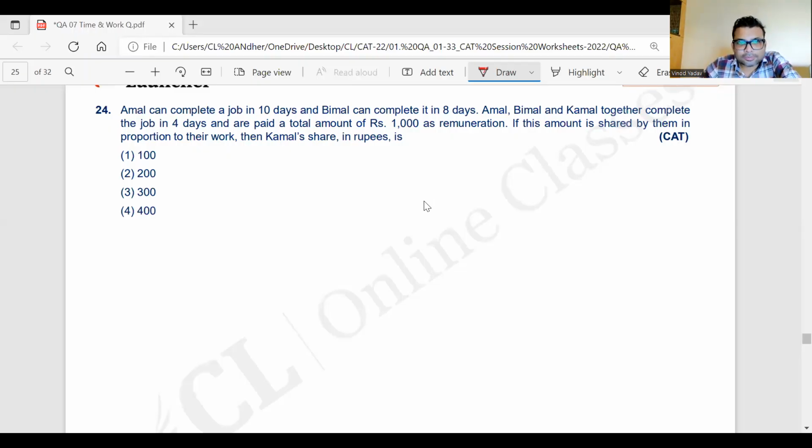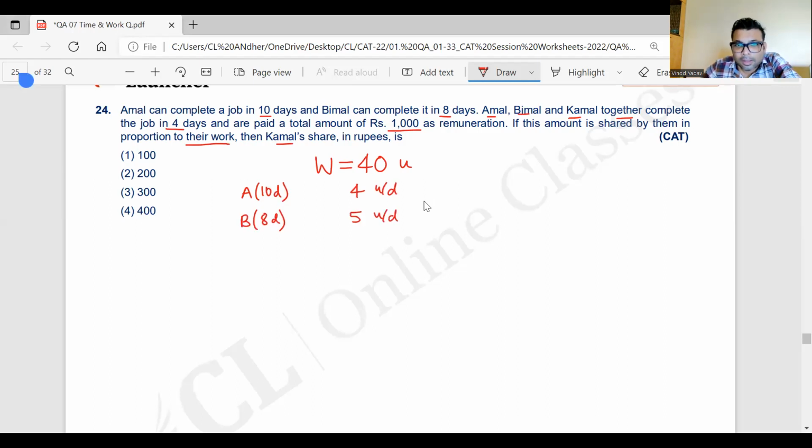Okay. Now, a CAT question. Amal can complete a job in 10 days, Bimal in 8 days. Amal, Bimal, and Kamal together can do it in 4 days. Still, the numbers are given, right? They are paid a total amount of 1000. If this amount is shared by them in proportion of their work, then what is Kamal's share? Easy to start. The LCM of 10, 8 and 4 is 40 units of work. So Amal can do it in 10 days, which means 4 units per day. Bimal can do it in 8 days, which means 5 units per day. Amal, Bimal and Kamal together do it in 4 days, means what? 4 tens, right? So 10 units per day.